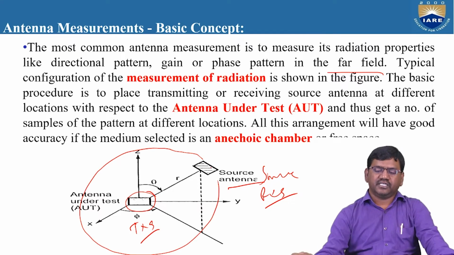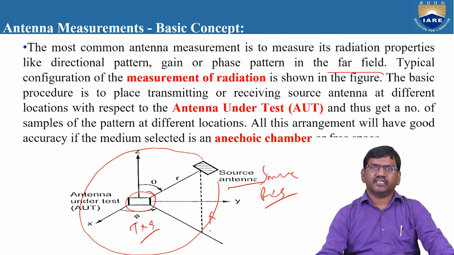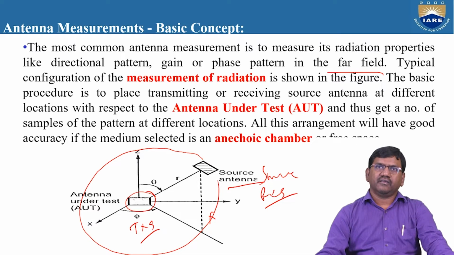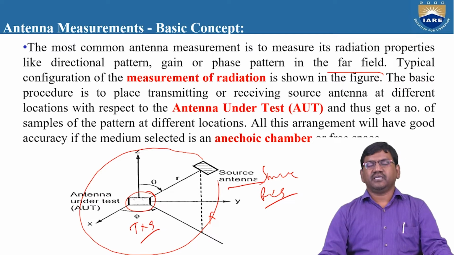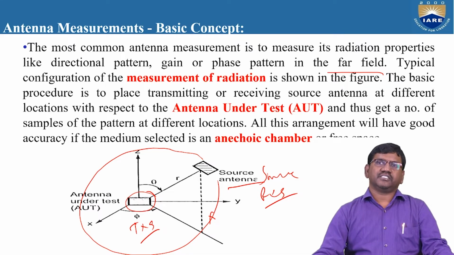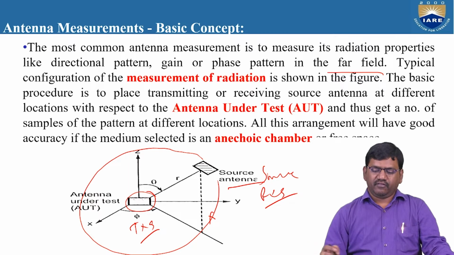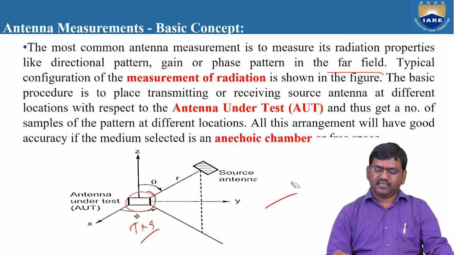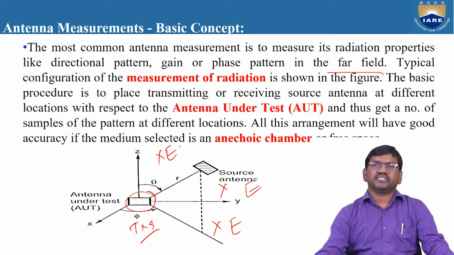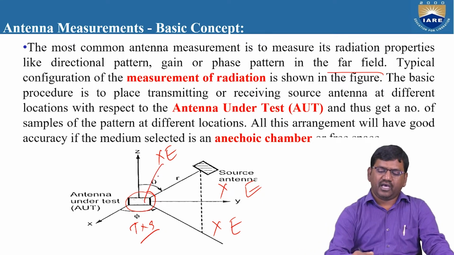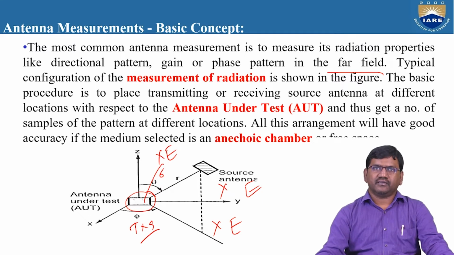At different locations and different points, we need to measure the electric field strength observed by this source antenna from the AUT. The antenna under test has to be directed towards the source antenna so that more field strength is observed by the source antenna. At this location, we need to find the value of E, and at another location, the value of E, and at different locations, the value of E, that is the electric field strength observed at a particular distance R from the source antenna.